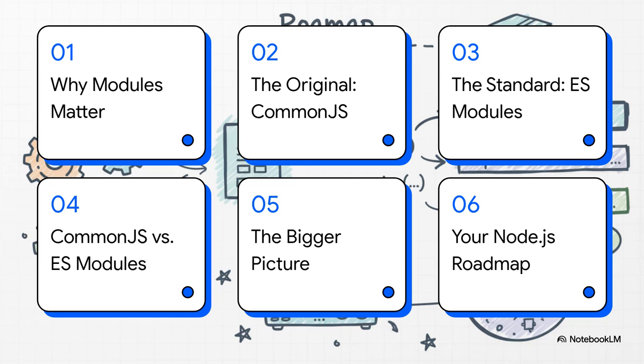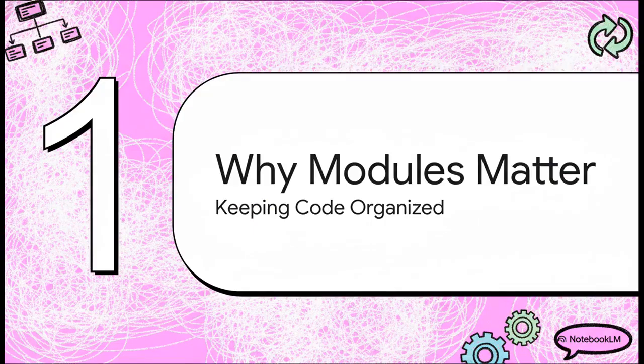First, we'll talk about why we even need modules in the first place. Then we'll get into the two big systems in Node, the original, CommonJS, and the new standard, ES modules. We'll put them head to head, touch on the global scope, and then we'll see exactly where this fits on your Node.js roadmap. So, first things first, why do we even have modules?